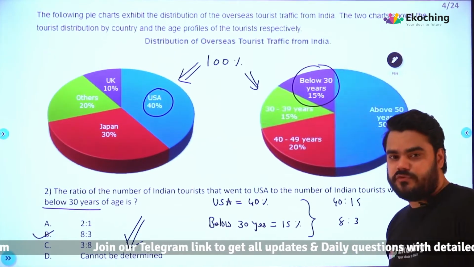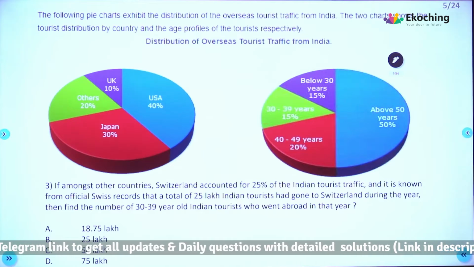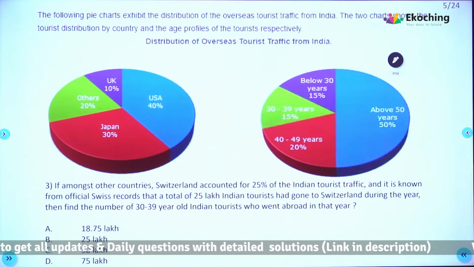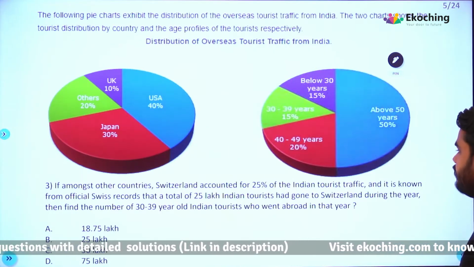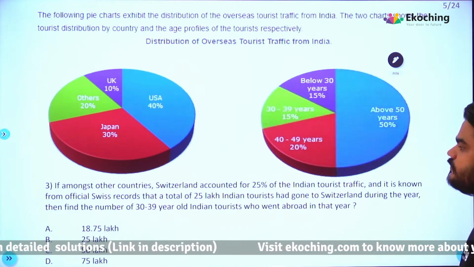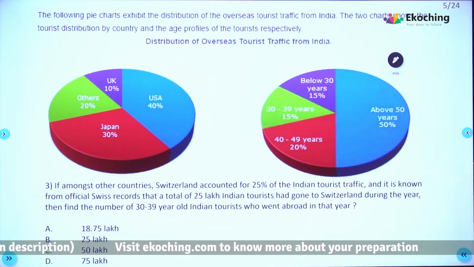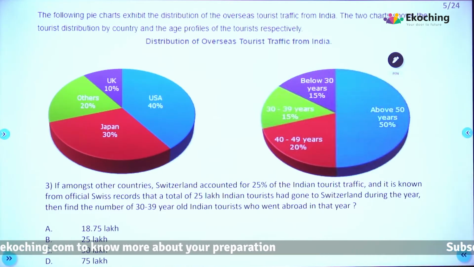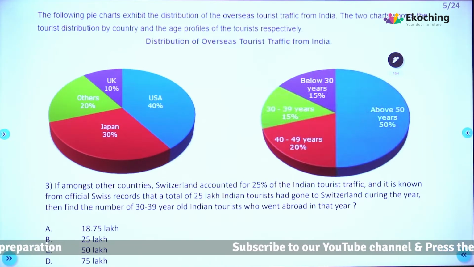I'm sure most of you would have been able to solve it. Question 3. It's a 3-liner question. If amongst other countries, Switzerland accounted for 25% of Indian tourist traffic, and it is known from official Swiss records that a total of 25 lakh Indian tourists had gone to Switzerland during the year, then find the number of 30 to 39-year-old Indian tourists who went abroad that year. Okay, moderate level question, take 2 minutes, pause the video, come back to me when you have an answer in your hand.